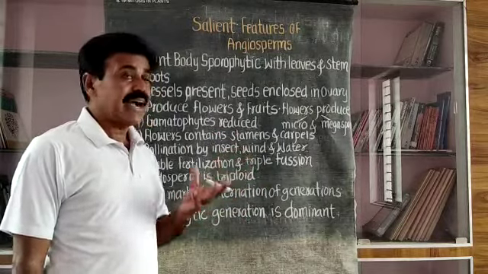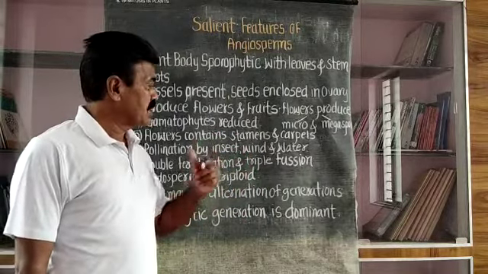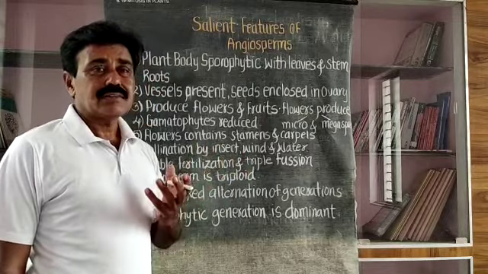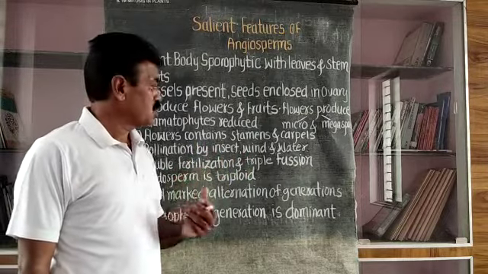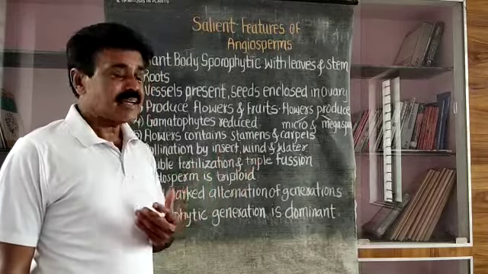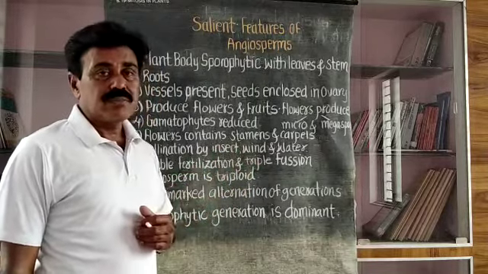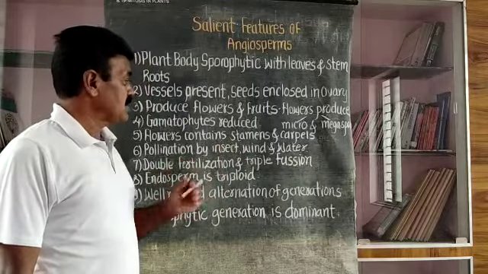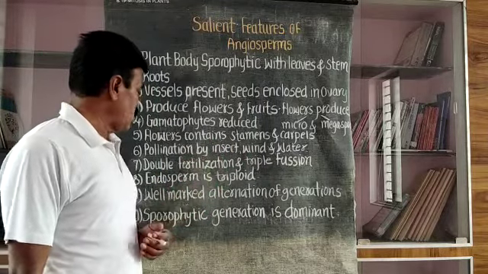If the plants have attractive flowers, insects are the pollinating agents. If the plants have light pollen grains or microspores and are not attractive, then wind is responsible for pollination. This is about pollination taking place by insect, wind and water.